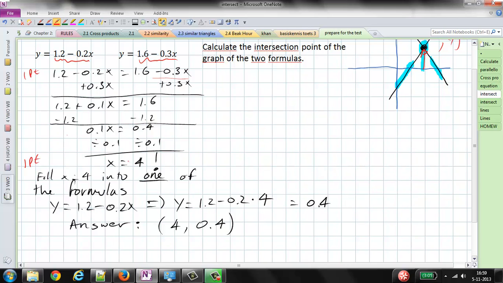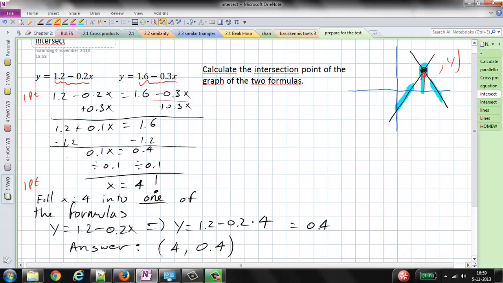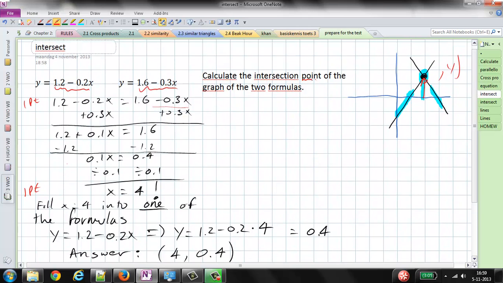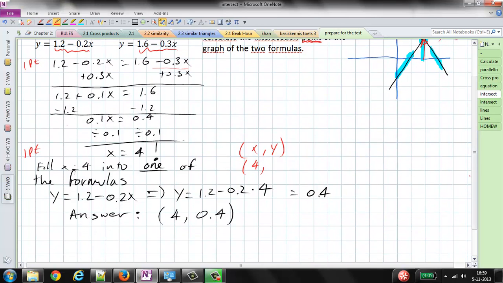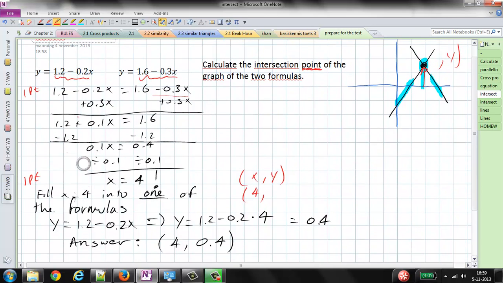Namely, x is 4 is not the final answer. It asks calculate intersection point. So calculate the point and not just the x. I want to know what the y value is that goes together with this x. A point has two parts. A point is an x and a y. So the x we just said was a 4. The y, how do we get that? Well, we put it in the formula. So we put this x into this formula, or that one, it doesn't matter.